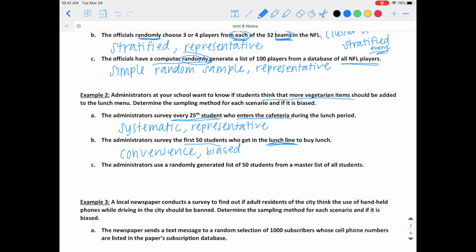Okay, and then the last one, very similar to the last one in our last example, randomly generated list from the master list of all students. If it's all students, I'm not grouping. That's not cluster or stratified. If they're not picking themselves, I'm not saying, oh, you just happen to be here. And I'm not following a rule. It's a randomly generated list. So again, this is going to be simple random. And again, it's going to be representative because all sorts of students are going to get into that sample.